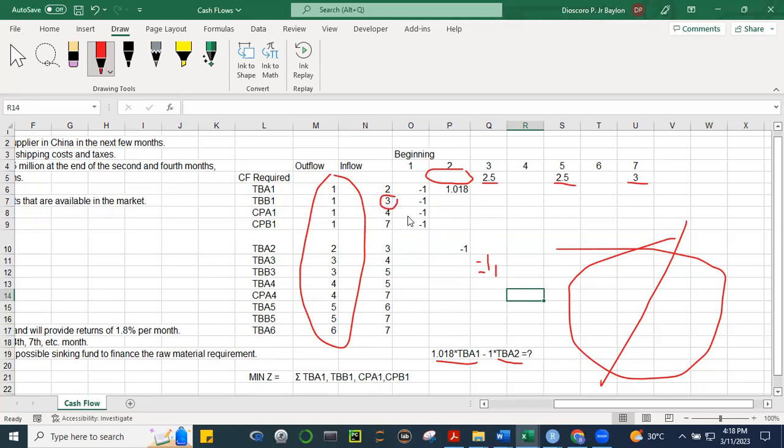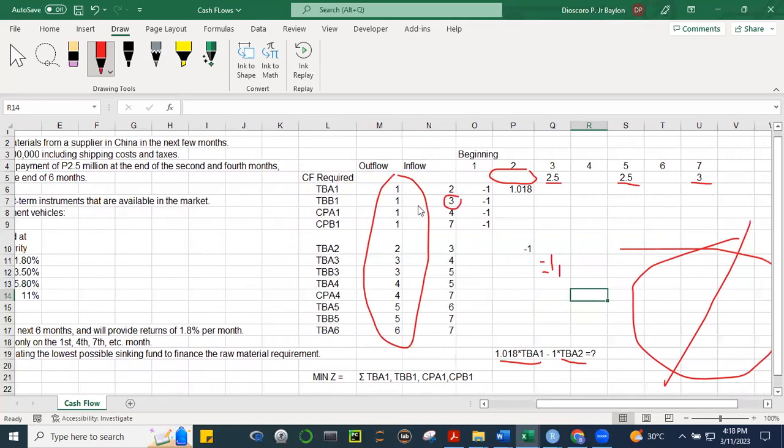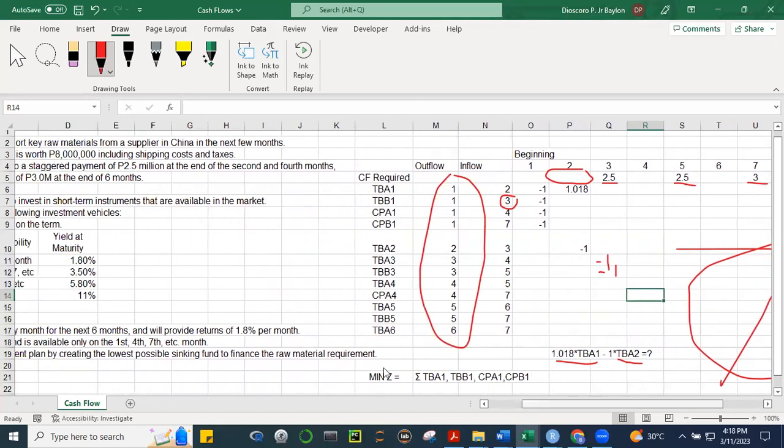So what's TBB1, class? It will mature in month 3, and how much are we going to get? It will be 1 plus the yield to maturity, so here on month 3, 1.035. Right? What else? Are there inflows in month 3? Yes, this one, TBA2. How much will this be, class?